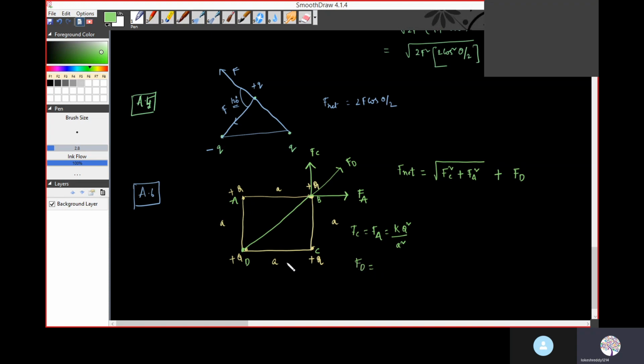FD is equal to, now this is A, this is A. That means this distance is root 2A. I will use Pythagoras theorem. Now this is equal to root of A square plus A square, that is equal to root of 2A square, that is root 2 into A. So it will become KQ square by root 2 A whole square. So just substitute here, then we will get the value of F net.